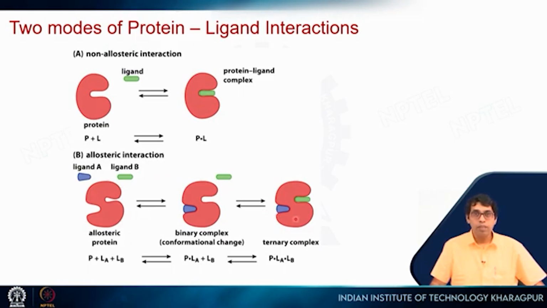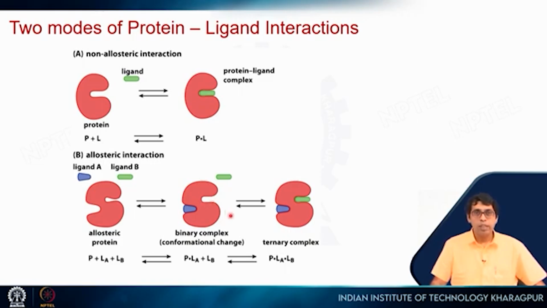So, then we have this complex where the protein is bound to both the ligand A and the ligand B. So, we can write it in this manner: there is protein, there is ligand A, there is ligand B. Ligand A binds to the protein first, results in some conformational change, and then only ligand B binds. So, this is called allosteric interaction because binding of the first ligand results in a change in the second binding site which is at a distant location. So, this is called allosteric communication and now the second ligand binds.